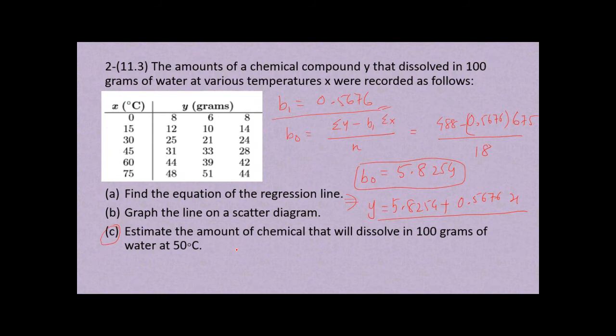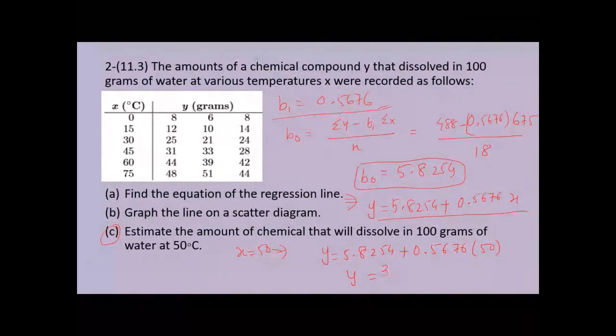C. When x is equal to 50, what is y? The 50 is in this range, so 0 to 75, the temperature is varying. So 50 is not far away from that, it's in the group. Y is equal to 5.8254 plus 0.5676 times 50. Therefore, y is equal to 34.205 grams. That is the answer for case C.